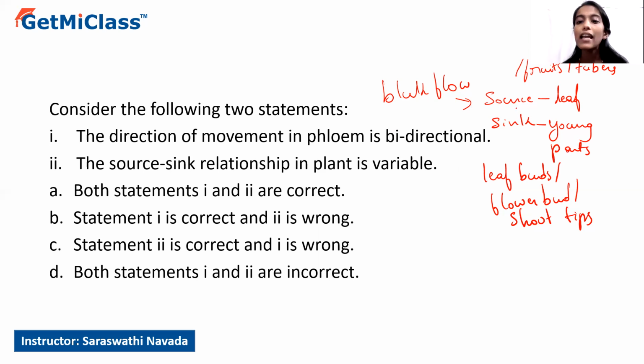So it can act as a source, whereas sink will be the receiving end. So that will be the young parts of the plant. It may be a root tip, it may be a shoot tip, it may be leaf buds, flower buds as such. So hence the source-sink relationship is also variable in case of plants. So hence here, if we look into these two statements, both the statements 1 and 2 are correct among the given statements. So option A will be the correct answer.